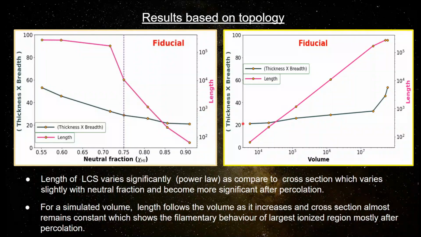So finally, we can conclude that the LCS is enough to describe the topological behavior, and we can even differentiate between the different reionization scenarios. Further, as a part of this project, we are interested in finding the cosmic variance related to the models, and we are also interested in finding the bubble size distribution so that we can relate the LCS with it.